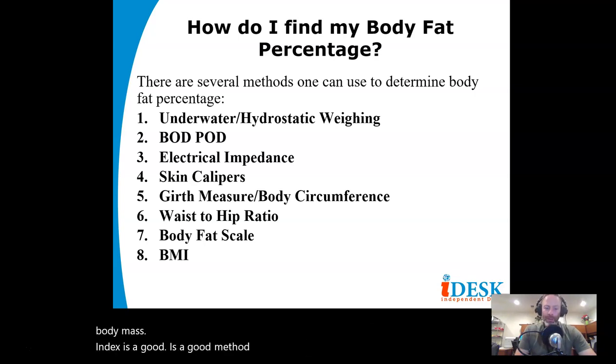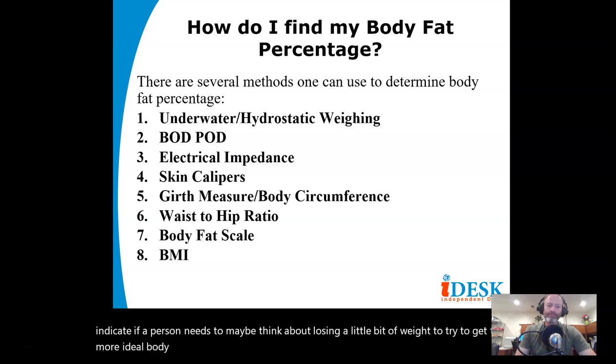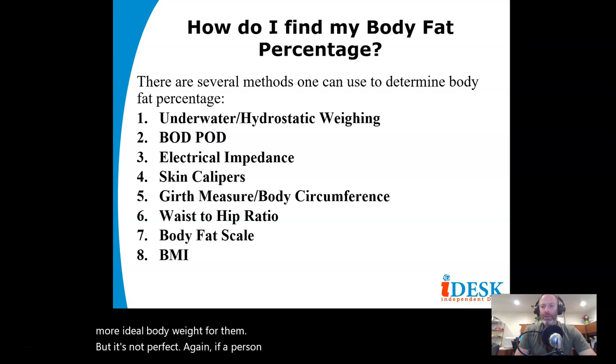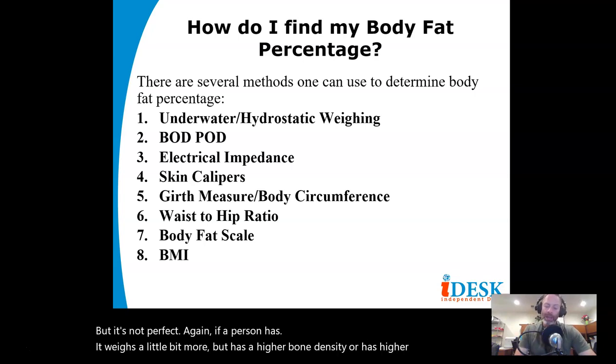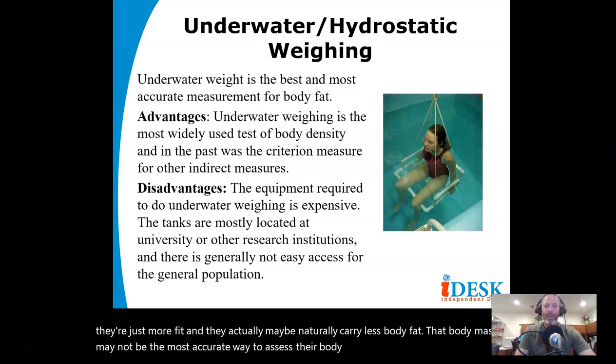A lot of doctors' offices use body mass index to indicate if a person needs to maybe think about losing a little bit of weight, to try to get to a more ideal body weight for them. But it's not perfect. Again, if a person weighs a little bit more, but has a higher bone density or higher muscle density because they're just more fit and they actually maybe naturally carry less body fat, that body mass index may not be the most accurate way to assess their body fat.